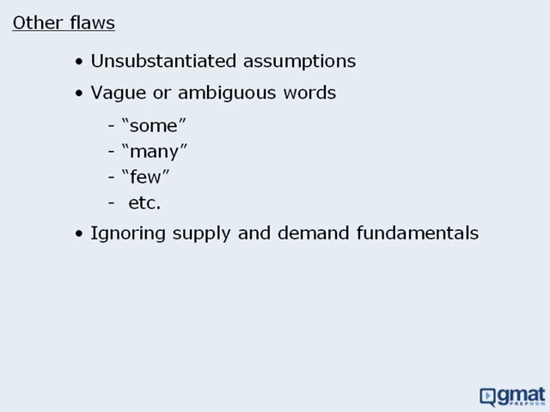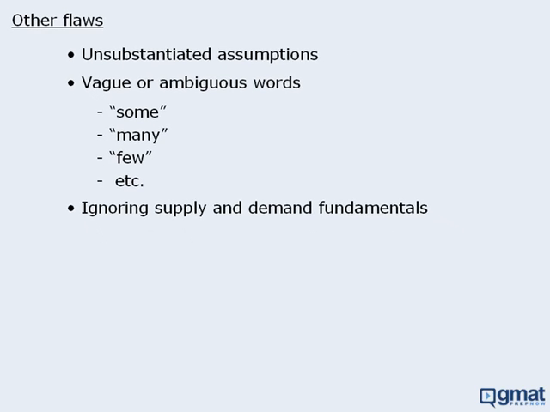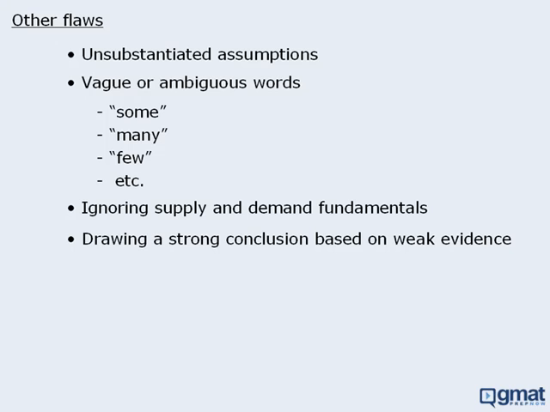Another common flaw is failing to consider the basic fundamentals of supply and demand. So if an argument is related to business, which many are, see if the author has failed to consider supply and demand when drawing a conclusion. Finally, one of the most common mistakes is taking weak evidence and drawing a strong conclusion. Alright, so these are the kinds of flaws we should be looking for in an argument.